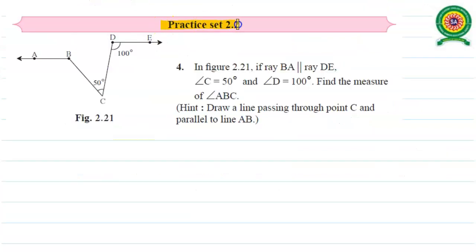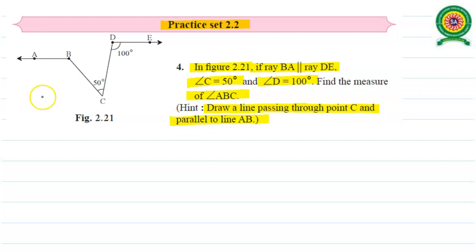Question number 4 from practice set 2.2. In figure 2.21, if ray BA is parallel to ray DE, angle C equals 50 degrees and angle D equals 100 degrees, find the measure of angle ABC. The hint given is: draw a line passing through point C and parallel to the line AB.